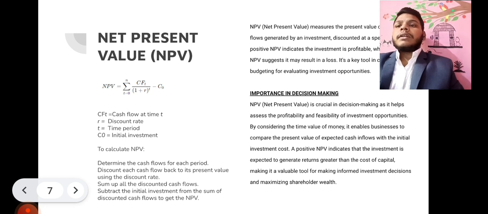On the left hand side, you can see the formula to calculate NPV, which includes cash flow at time t, r denotes the discount rate, t denotes time, and C0 is the initial investment. To calculate NPV, determine the cash flow for each period, discount each cash flow back to its present value using the discount rate, sum all the discounted cash flows, and subtract the initial investment from the sum of discounted cash flows to get the NPV.